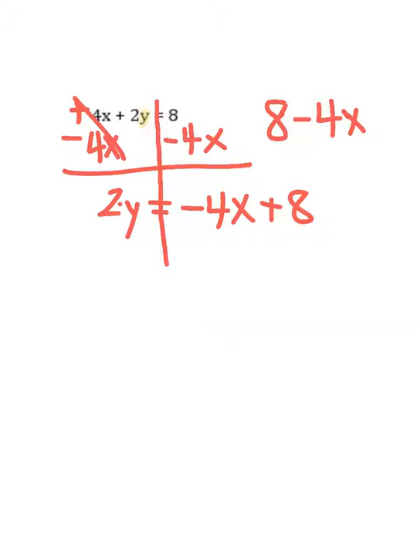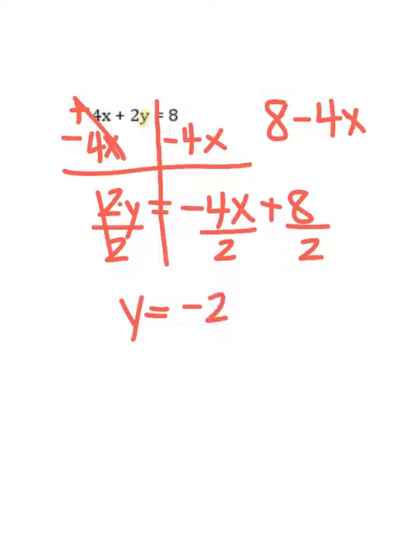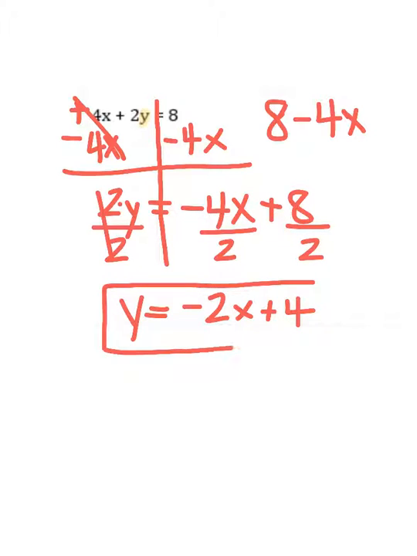Alright, now we're going to move the 2. This is 2 times y. The opposite of times is divide. When you divide, you have to make sure you divide everything by 2 because that'll change your slope and it'll change your y-intercept. Negative 4 divided by 2 is negative 2x. 8 divided by 2 would be positive 4. So this is your equation: y equals negative 2x plus 4.